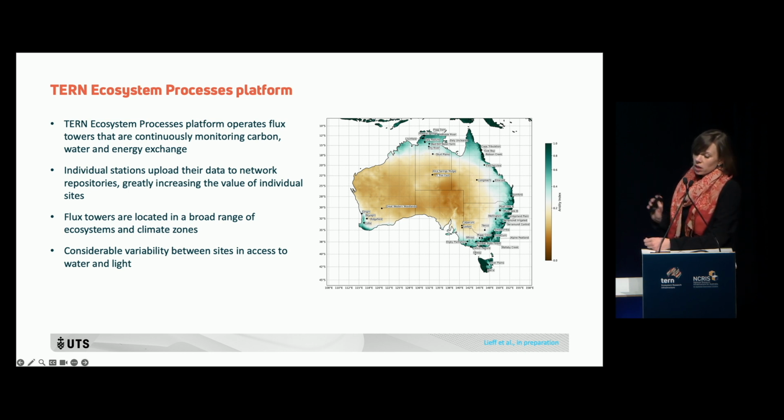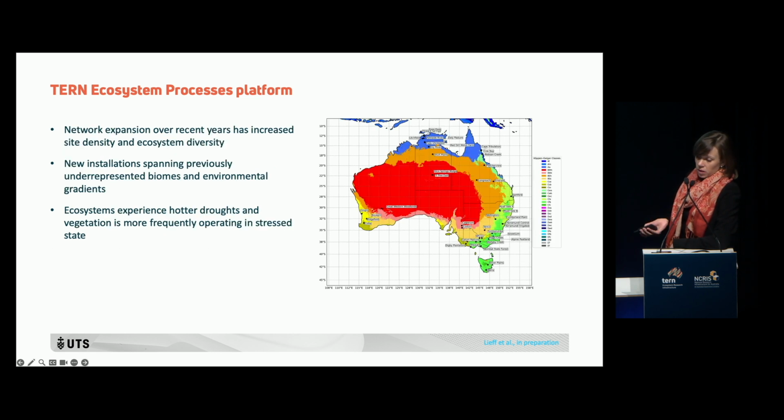The flux towers are located in a broad range of ecosystems and in various climate zones, and there's obviously considerable variability between sites in how much water or light they can access. In recent years, we've seen a lot of expansion throughout the network, and that has greatly increased site density and ecosystem diversity. So here's that same map colored by the Köppen-Geiger classification. And we're now monitoring many underrepresented biomes and across environmental gradients.